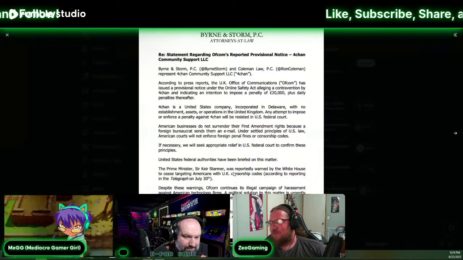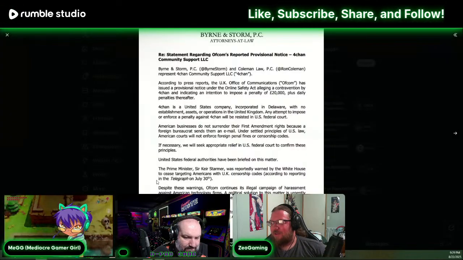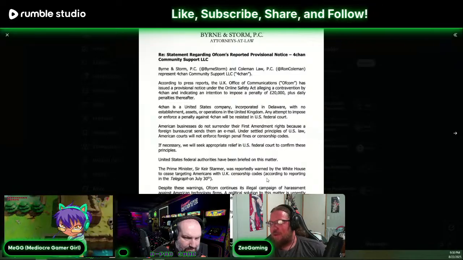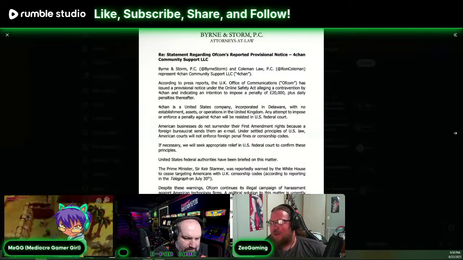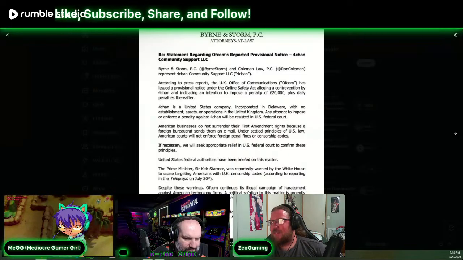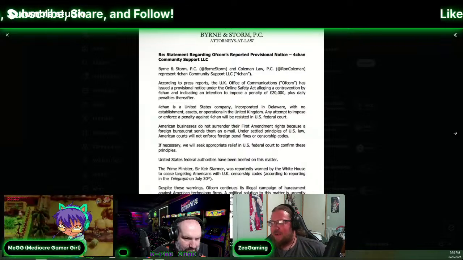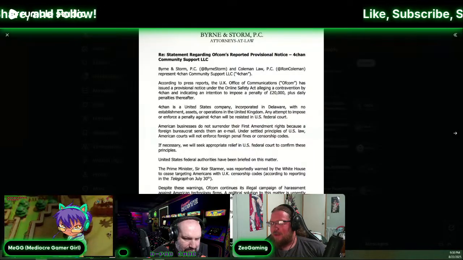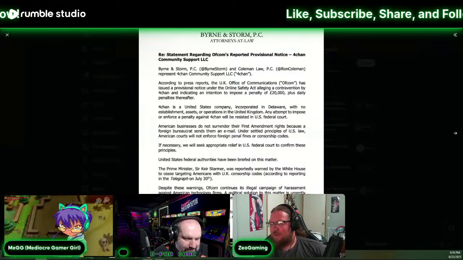Prime Minister Sir Keir Starmer was reportedly warned by the White House to cease targeting Americans with UK censorship code, according to the reports in the Telegraph on July 30th. Despite these warnings, Ofcom continues its illegal campaign of harassment against American technology firms. A political solution to this matter is urgently required, and that solution must come from the highest levels of the American government.